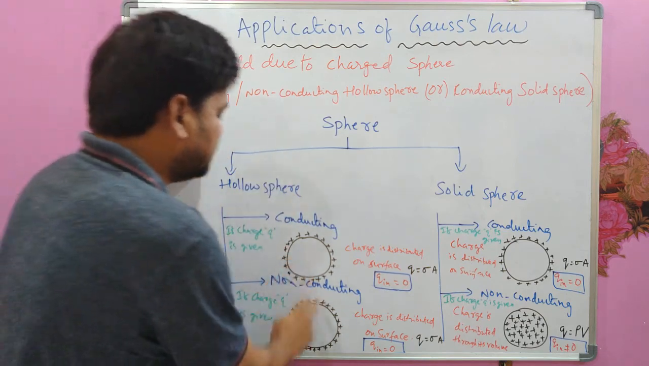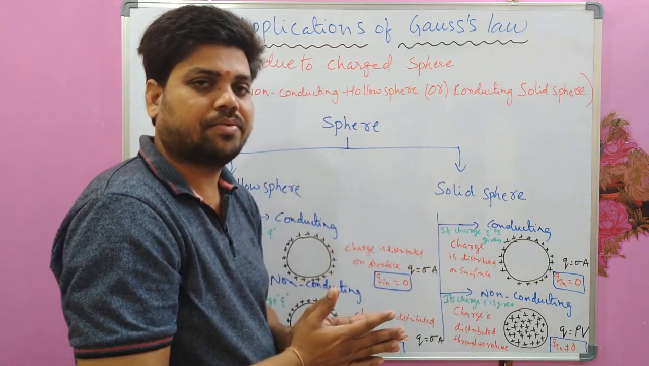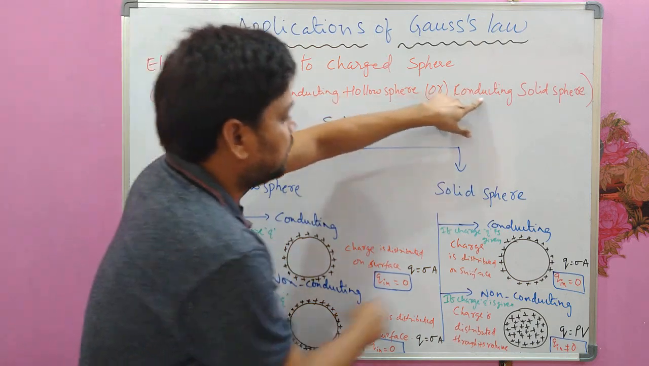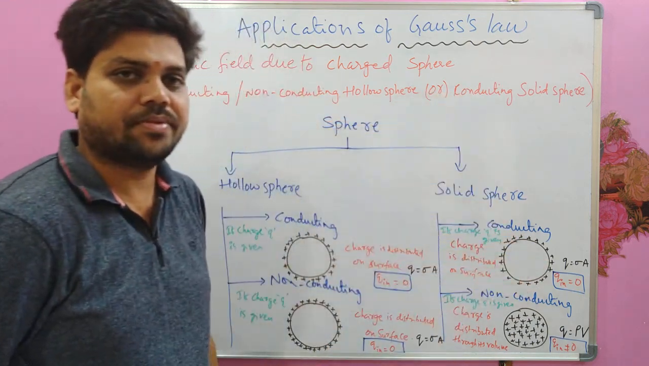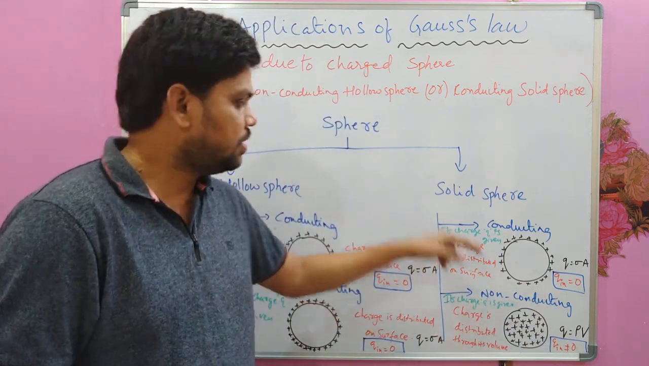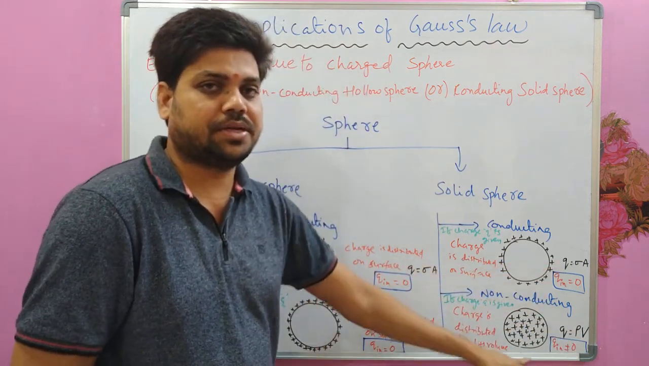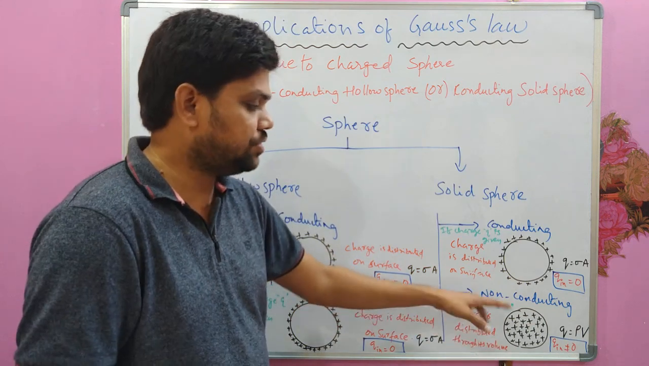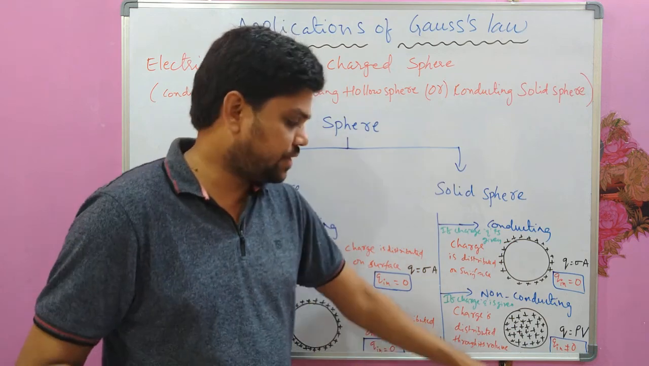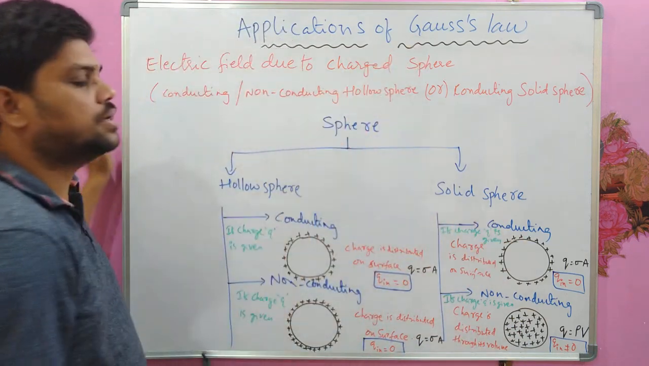I have taken only these three because the three are the same scenario: conducting hollow sphere, non-conducting hollow sphere, conducting solid sphere. And I will discuss the others in a separate lecture. Electric field due to a charged non-conducting solid sphere, I will explain in a different video lecture. Now you can consider these three under the same lecture.